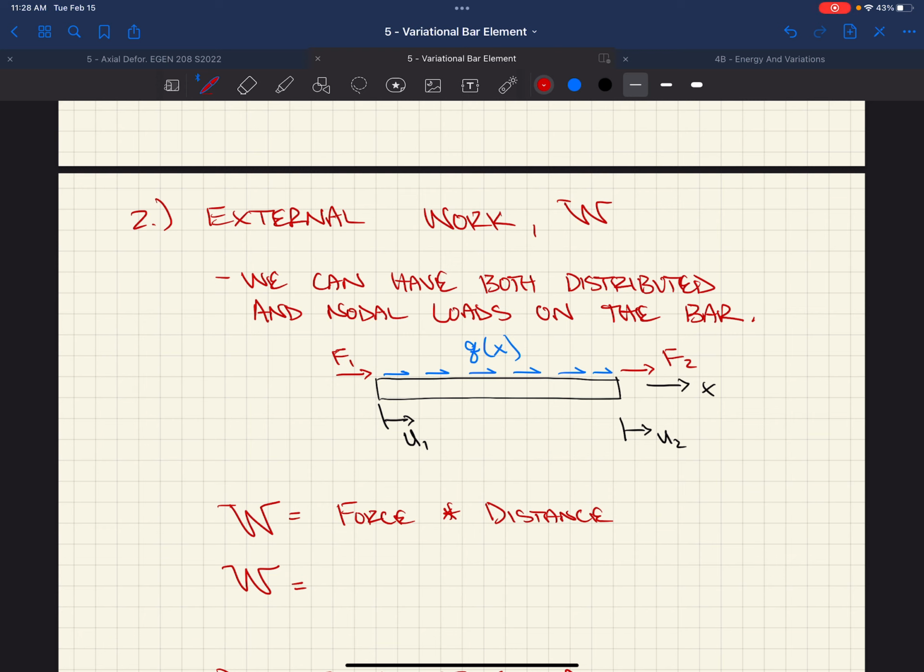Each of those nodes has displacements U sub 1 and U sub 2, all acting in one coordinate direction. So we know work is force times distance, so we really want to know what's the external work.